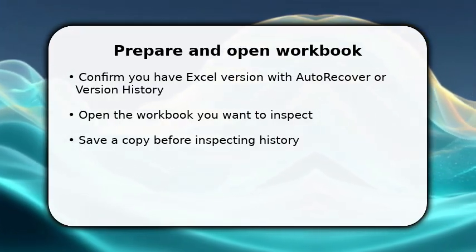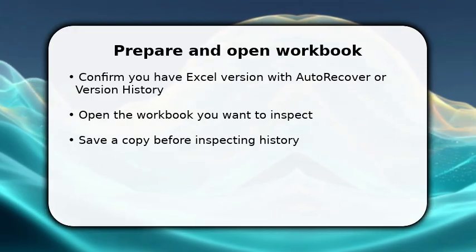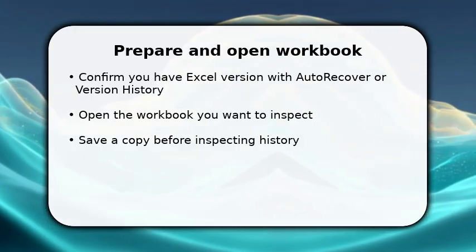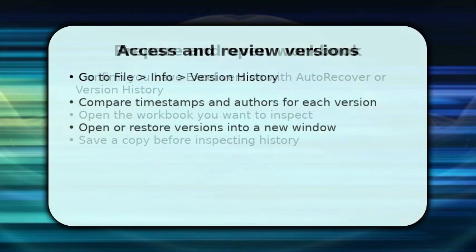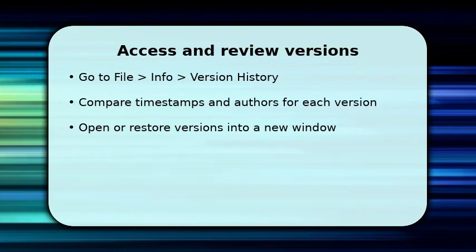Now move to the File menu to begin the actual history check. This is the first actionable navigation step. You go to File, select Info, then Version History so you can see saved snapshots. This shows timestamps and who saved them.